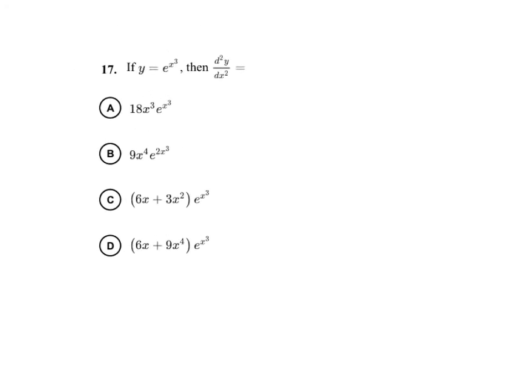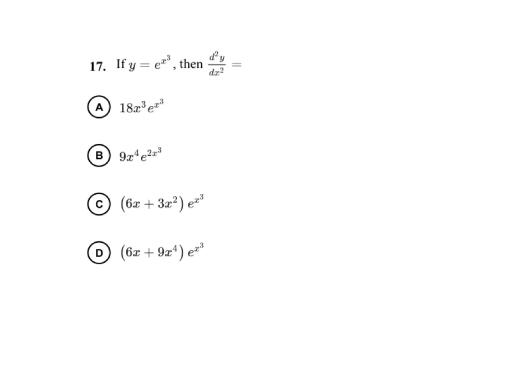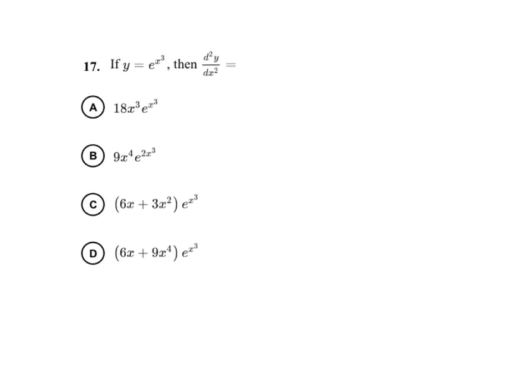Okay, next one just gives you a function in terms of x and asks for the second derivative. First, let's start by getting the first derivative. The derivative of y is y prime. On the right-hand side, since it's an exponential, you just rewrite the function and multiply by the derivative of the exponent. The derivative of that exponent is just 3x squared. I'll put that first.